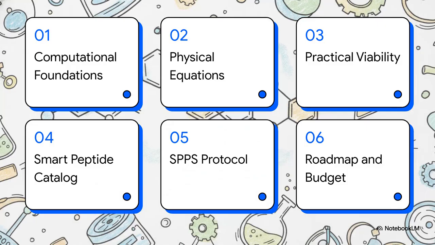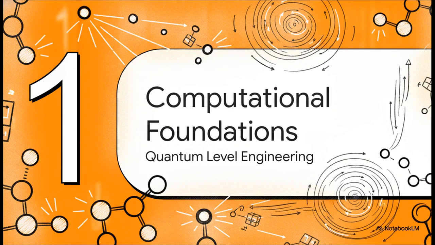Okay, let's quickly look at our roadmap. We're going to cover: 1. Computational foundations, 2. Physical-chemical equations, 3. Transition to practical viability, 4. The smart peptide catalog, 5. The SPPS protocol, and finally, 6. Roadmap and budget. So, starting off with Section 1, Computational Foundations.